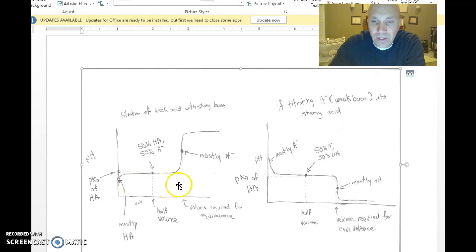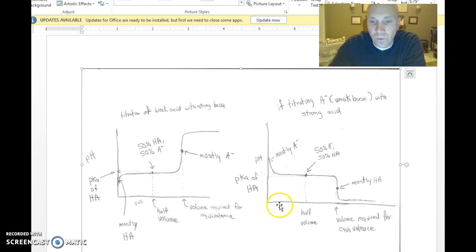And what I want to point out is essentially doing the reverse of this. So let's pretend that instead of starting off with HA, we started off with 100% your conjugate base. That's what we're going to show right here. This would be if we started out with its exact same conjugate base as your starting material, and instead of titrating that with a strong base, we're going to titrate that A minus, which is a weak base, with a strong acid. So this is essentially going to be the reverse process.